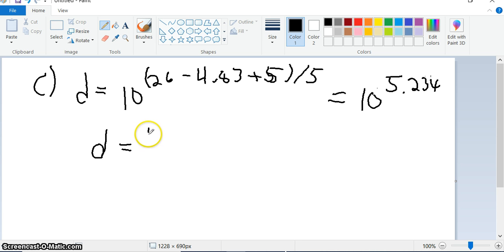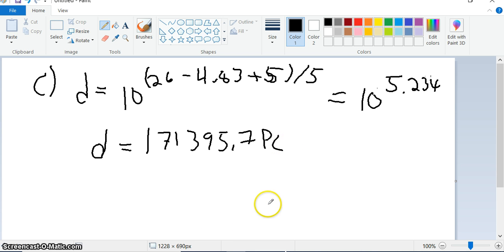So it would be 171,395.7 or something like that, 0.7 parsecs. So that's how far you'd be able to see with a 4-meter telescope. Remember the sun has an absolute magnitude of 4.83. All right, so let's do the last one.